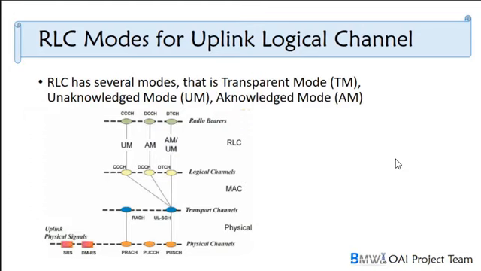This is the part on RLC modes for uplink logical channels. RLC has several modes: transparent mode, unacknowledged mode, and acknowledged mode. But in uplink, you will only find UM and AM. You will not find TM. So what are TM, AM, and UM?